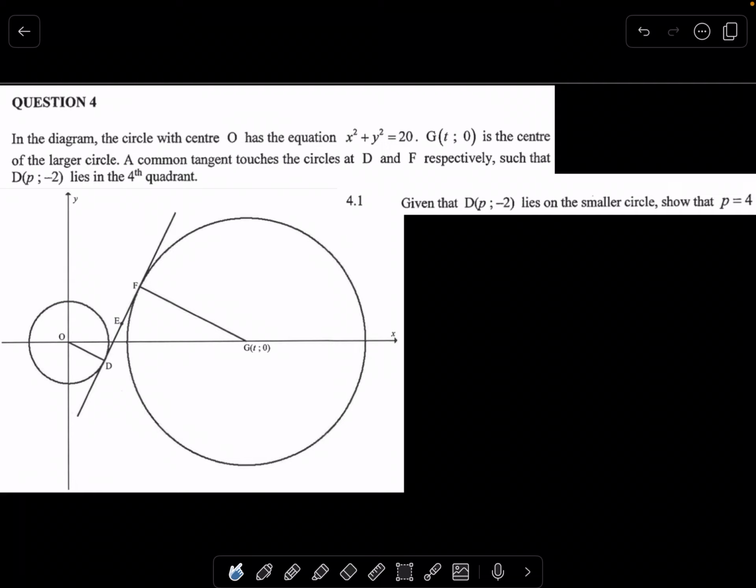In the diagram, the circle with center O has the equation x squared plus y squared is equal to 20. G, which has coordinates t and 0, is the center of the larger circle.